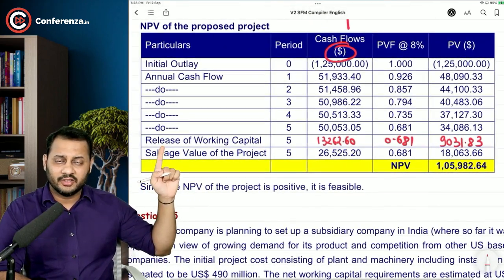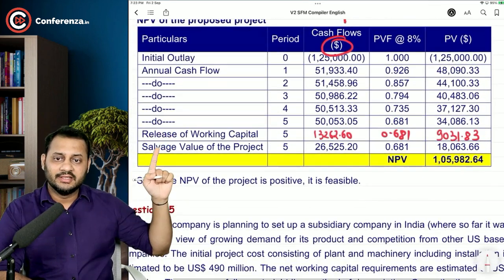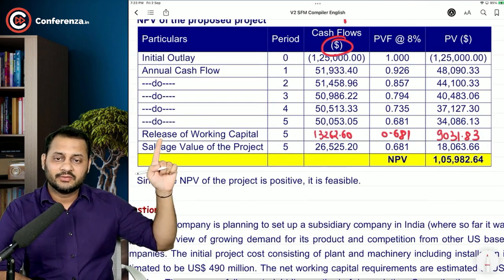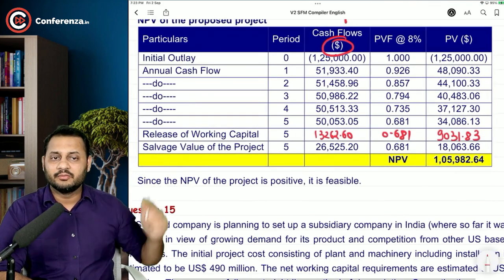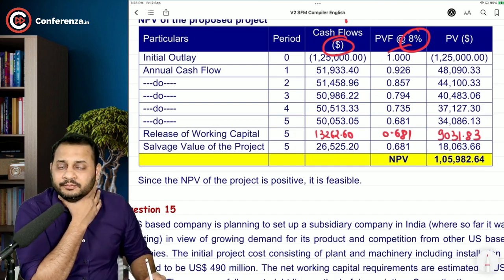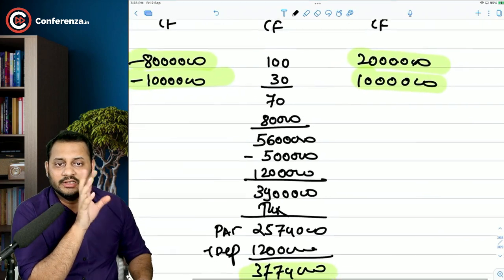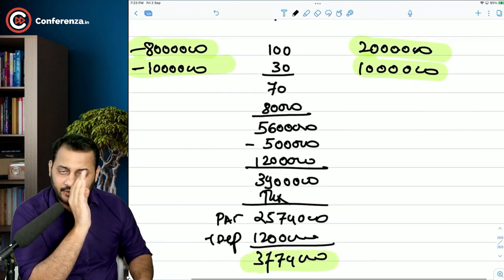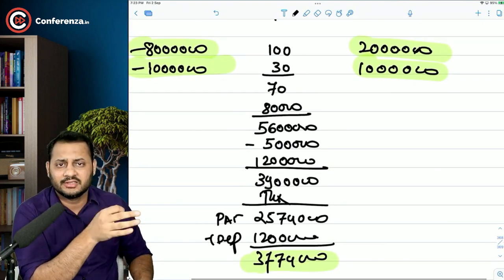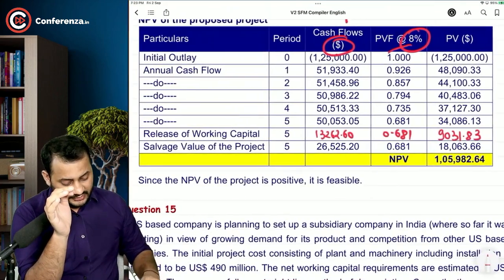This is the release of working capital and the salvage value. Initial outlay, salvage value, and release of working capital, NPV in terms of dollar is there. That's it. 8% is the dollar discounting rate. Simple. All these 5 cash flows have to be converted in dollar and then discounted at 8%. You will get the NPV. This is the end of the question, sir.